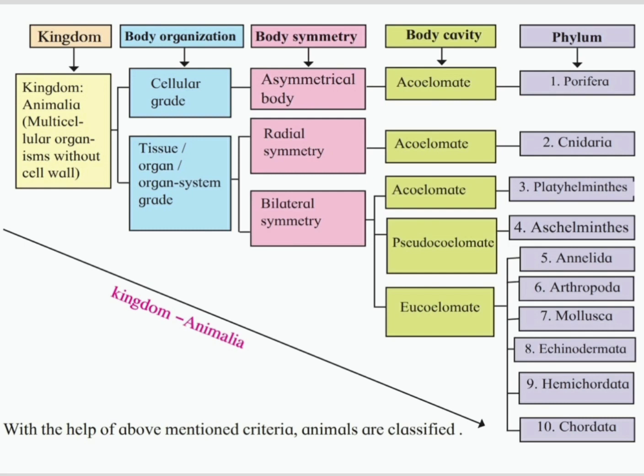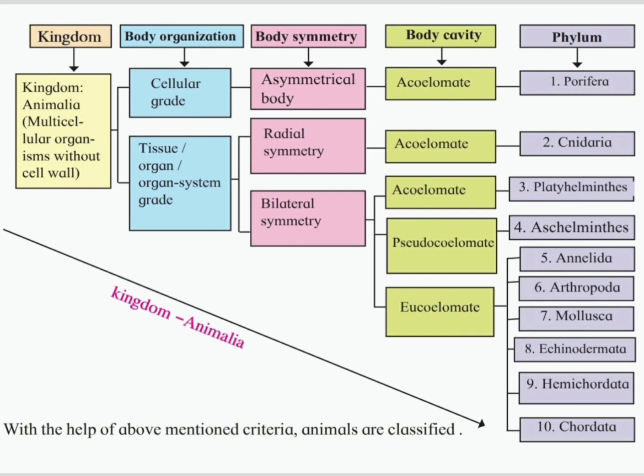The next ones, the 5th, 6th, 7th, 8th, 9th and 10th: Annelida, Arthropoda, Mollusca, Echinodermata, Hemichordata and Chordata. All these have a proper body cavity, that is, all of them are eucoelomate. All of them show bilateral symmetry and they have either tissue, organ or organ system grade of body organization. Okay, so this is how you read this particular chart.